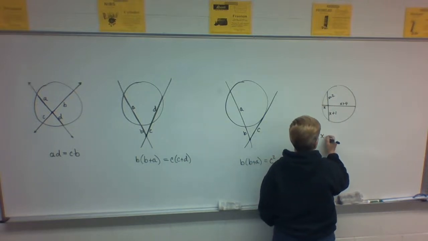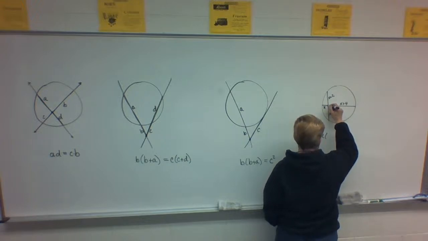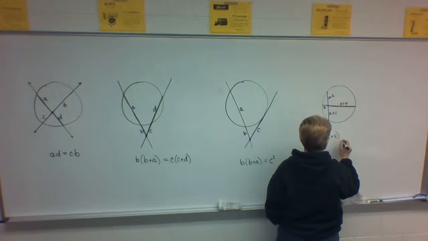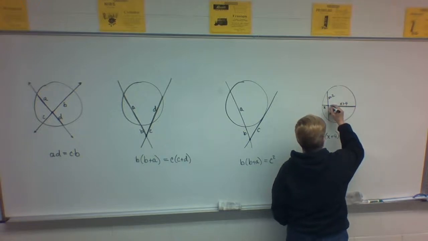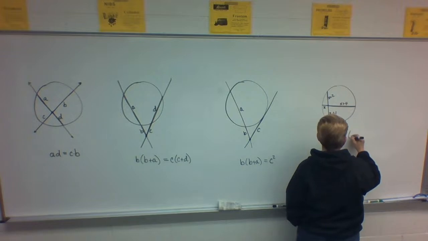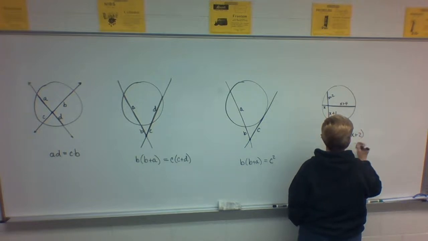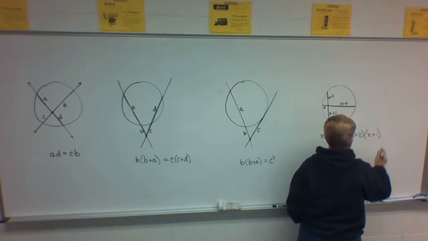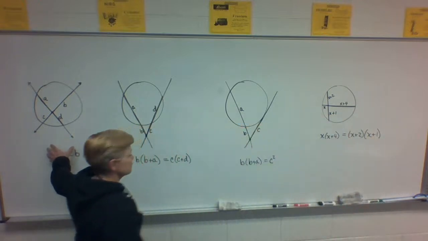X times cross point to other side on the same line, which is x plus 4. That's why I have parentheses. Equals cross point to edge. And it wouldn't matter which order you did it in. You could put the x plus 1 first if you wanted to. Cross point to edge, x plus 1. You see that follows this scheme here?